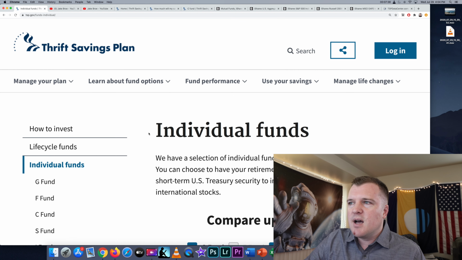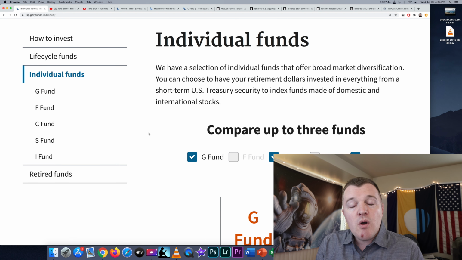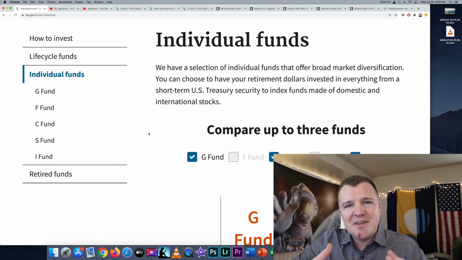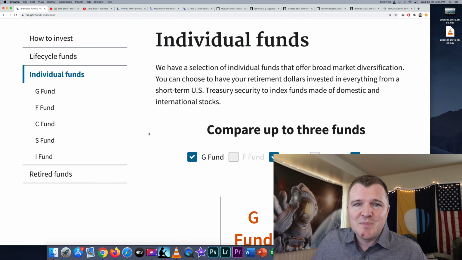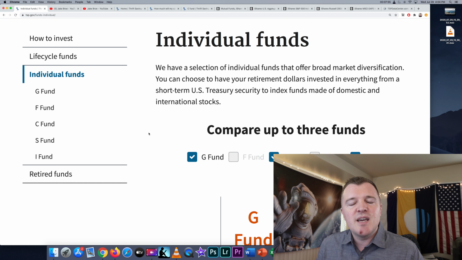So let's go ahead and click on individual funds. There are only 5 individual funds that you need to know, and they are all index funds. These are very stable, very safe, long-term investments. Yes, there is volatility in U.S. equities year to year, but on a 20, 30, 40, 50-year investing time horizon, they are all very safe.